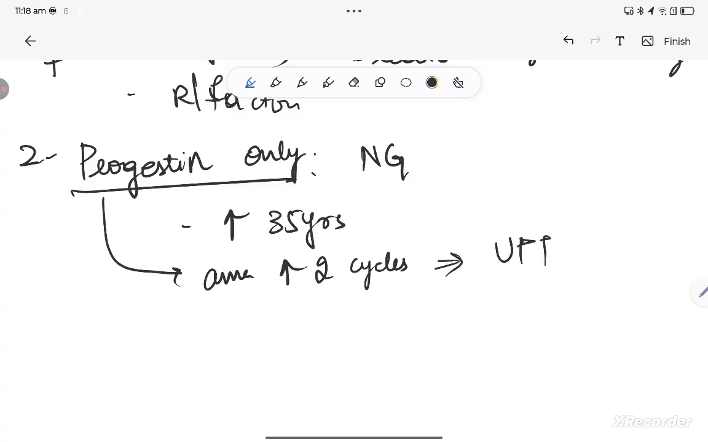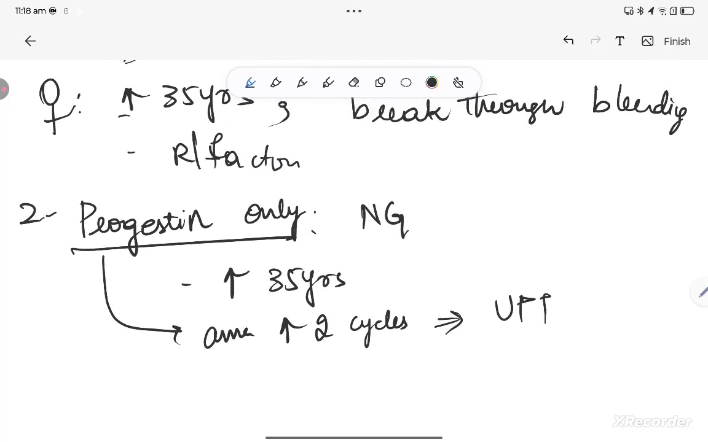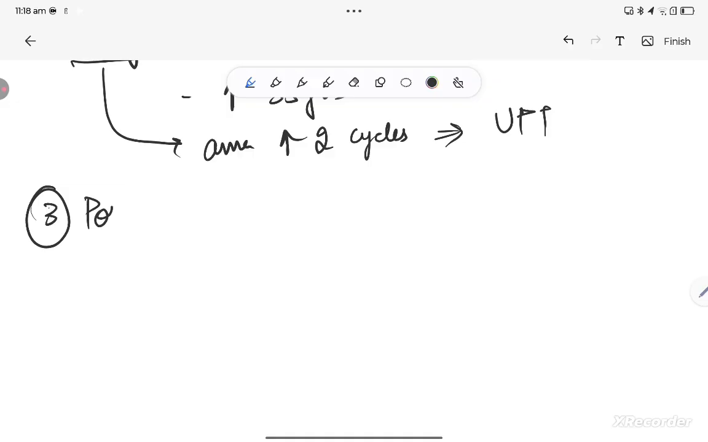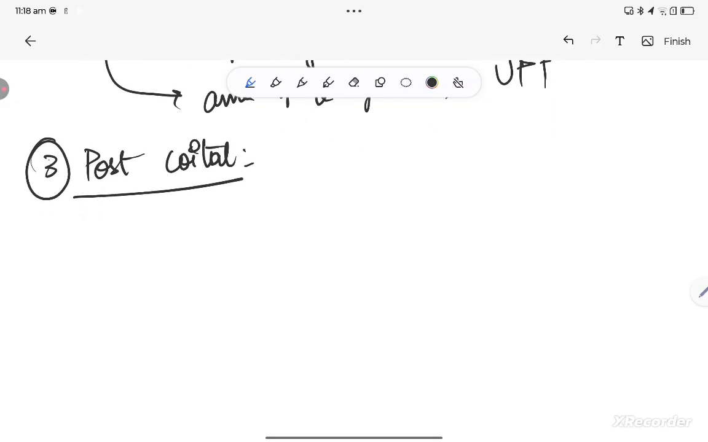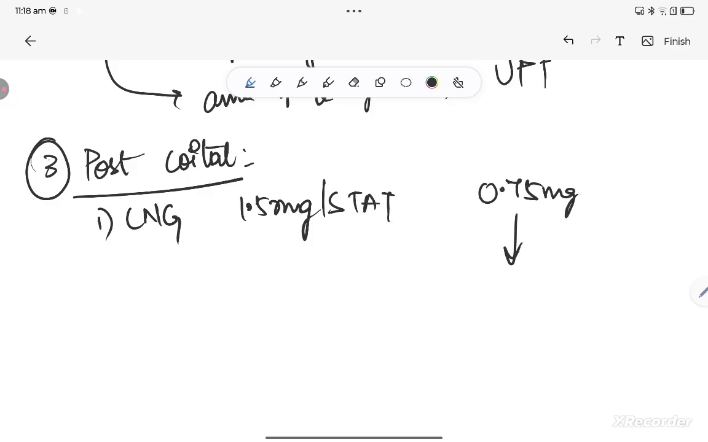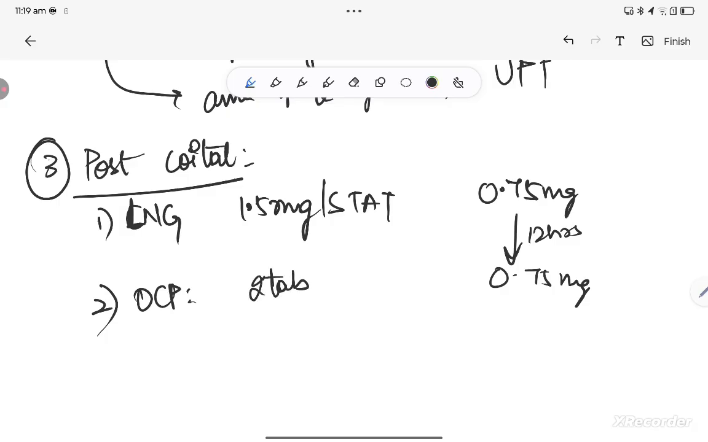Now let us talk about the third one, that is our postcoital pill. Postcoital pill is usually levonorgestrel either in a dose of 1.5 milligrams stat or 0.75 milligrams now, 12 hours gap, 0.75 milligrams. This is our first one. Second one, oral contraceptive. This is levonorgestrel, okay? OC pills, 2 tablets now, 12 hours gap, again 2 tablets. Clear? This is the other method. Now, the third one is mifepristone.